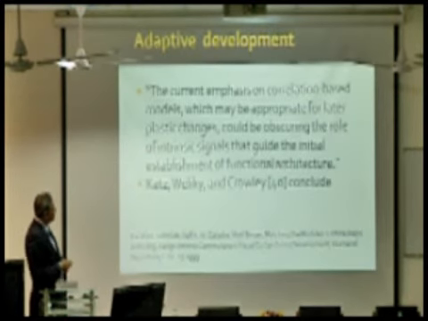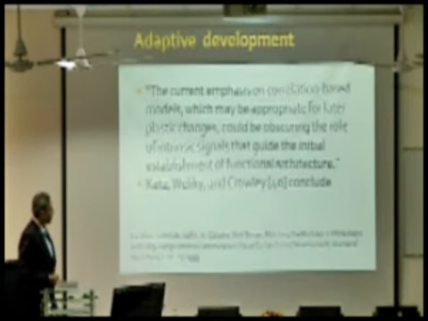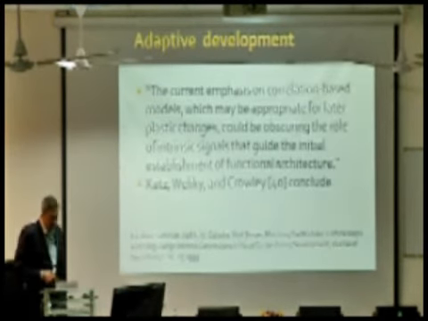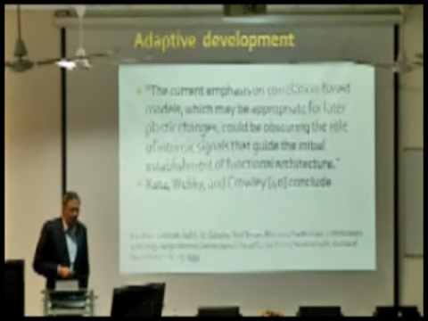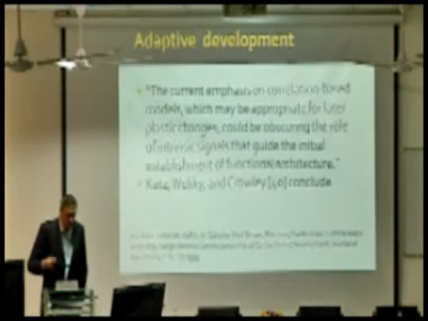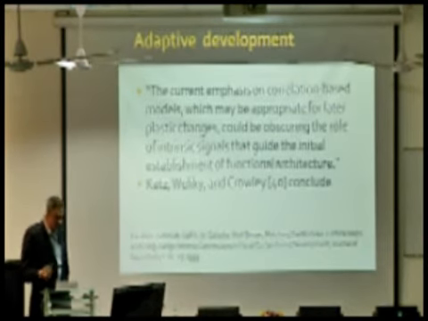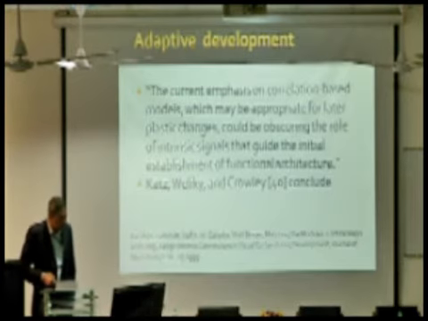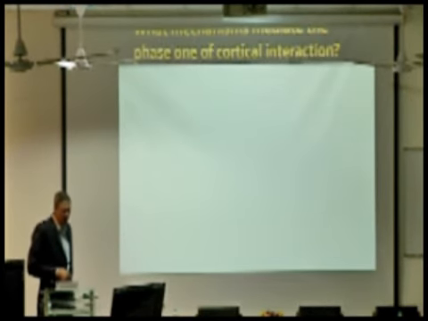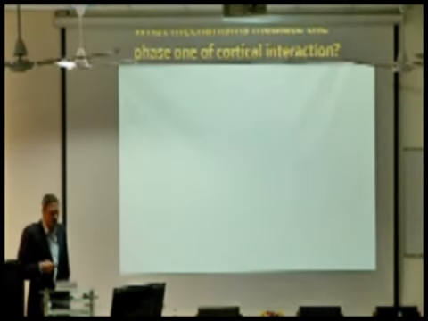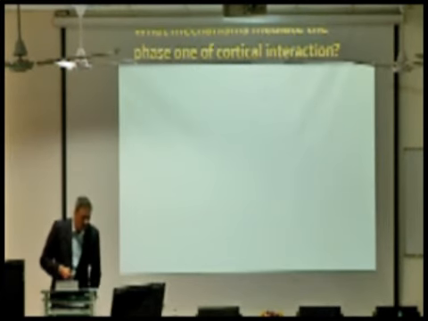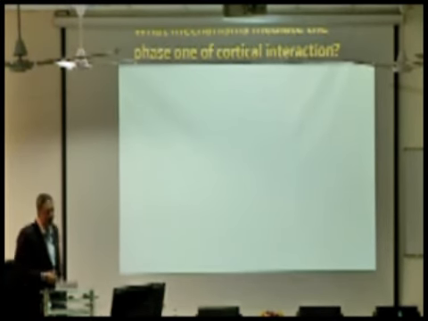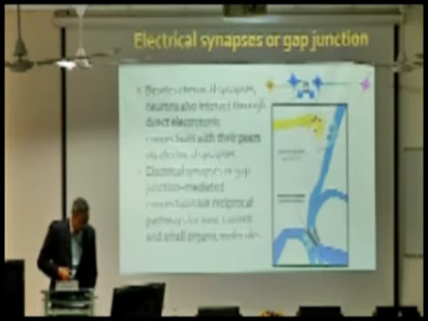So the current emphasis on correlation-based models, which may be appropriate for plastic changes, could be obscuring the role of intrinsic signals that guide the initial establishment of the functional architecture. And therefore, there is always a doubt as to whether visual activity alone, based on the Hebbian principle, is sufficient to make these maps develop. So the question is, what mechanisms would mediate phase 1 of the cortical interaction, as to who coordinates the correlated activities of the two distant neurons?